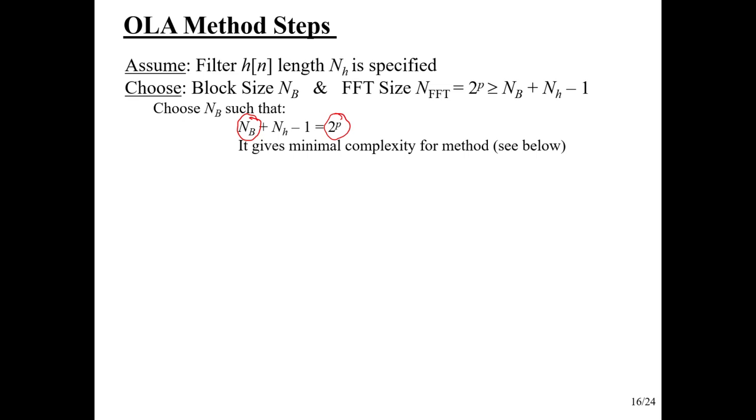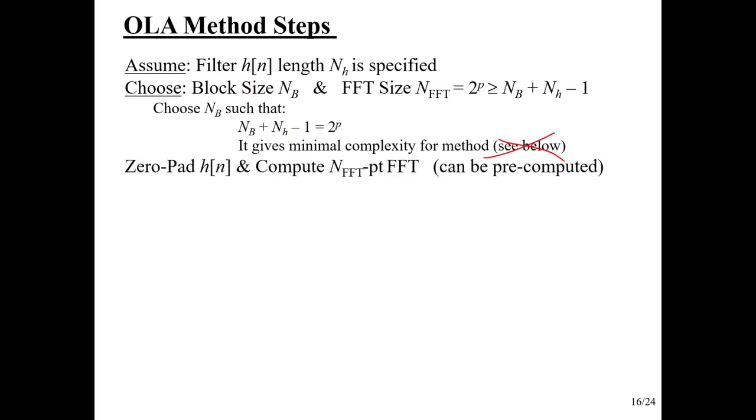Now, that still gives us some flexibility as to what NB can be. So remember, NB needs to be bigger than NH, and also we pick it to give a power of 2 here. And this actually gives us the minimal complexity. And I say see below, but I don't think I ever actually addressed that. I might address it in my more general notes in my DSP class. So we've chosen, this is all preliminary design stuff that we've done. We've got those all selected. So now we're going to come in and zero pad our h of n and pre-compute that. We just do that once.